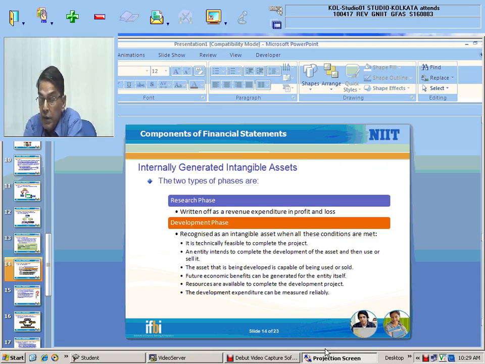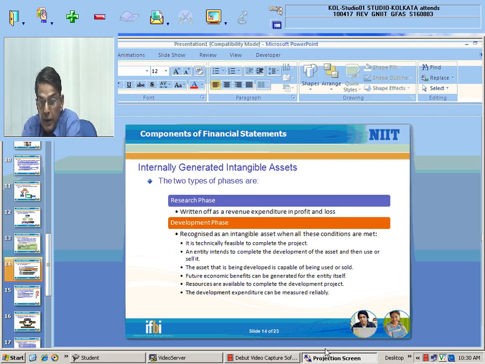So if all these six conditions are met, then only can the expenditure incurred during the development phase of an intangible asset be capitalized as the cost of that internally generated intangible asset. All the six conditions must be met. To determine whether an internally generated intangible asset qualifies for recognition, its generation is divided into a research phase and a development phase. If the two phases cannot be distinguished, then the entire expenditure is classified as research, and it will be expensed to the profit and loss account. It is treated as a revenue expenditure.